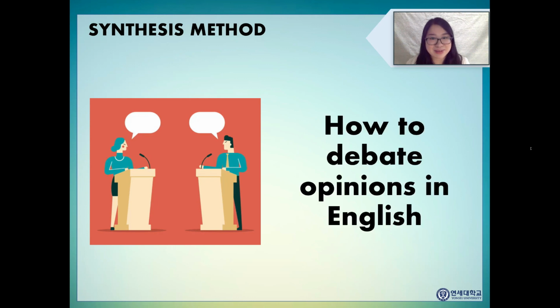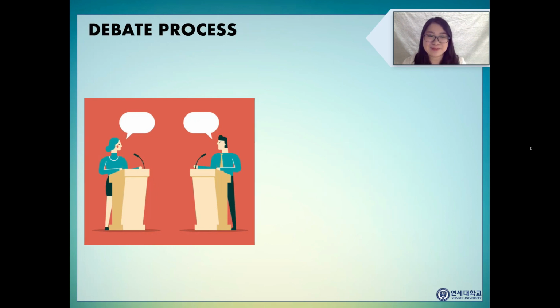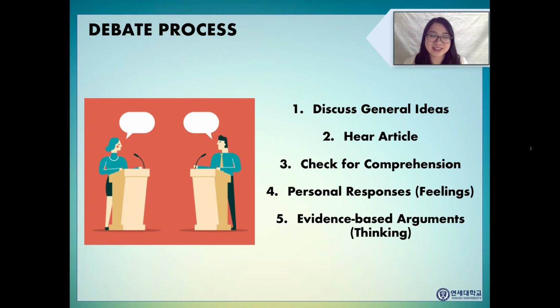So, how can we debate our opinions in English? We have a process. Let's take a look. So, in today's lesson, first we're going to discuss the general ideas of the topic today. Next, we're going to hear a newspaper article, and you can read it on the screen. After we have thought about the topic and heard the newspaper article, we're going to check for comprehension. Did you understand the topic? What is it about?